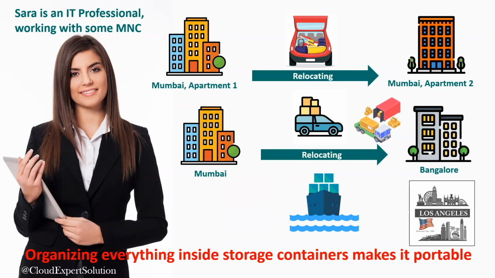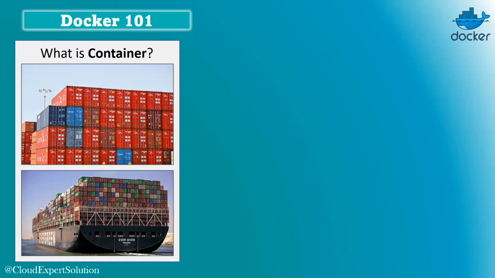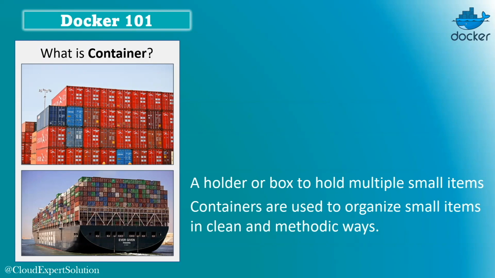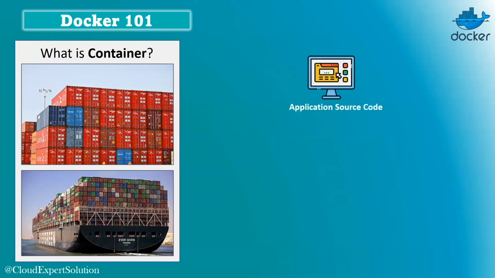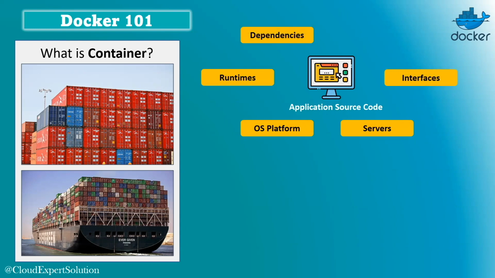Now with this example, with this concept, let's try to understand Docker. Like storage containers from our previous example, Docker containers are used to organize applications and dependencies in a clean and methodical way. Let's review the application components that are required to run an application seamlessly, starting with servers, operating system, platform, interface, runtime, configuration, dependencies, and many more. If any one of these components is missing, then the application will not work. The application deployment process may fail.